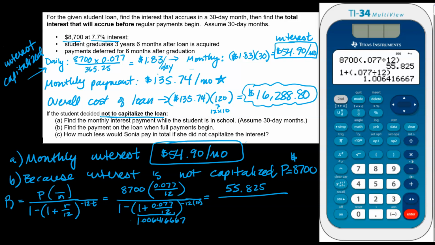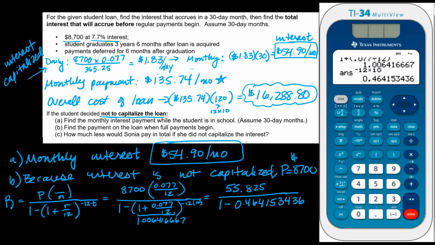And so then I'm going to take that number and raise it to the negative 12 times 10 power. So I'm going to use the exponent key and put negative, and notice here I'm using the negative sign and not the subtraction sign, so they're not the same. So negative 12 times 10, and I'm going to get 0.464153436. And so then my next step is going to be to do 1 minus that answer.